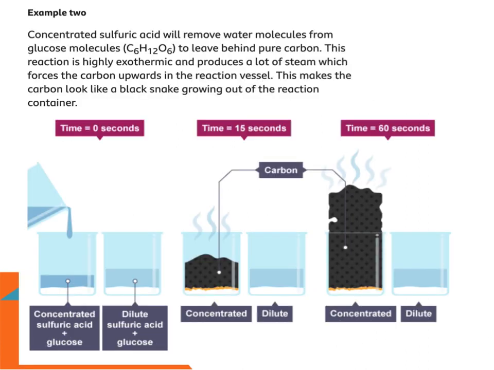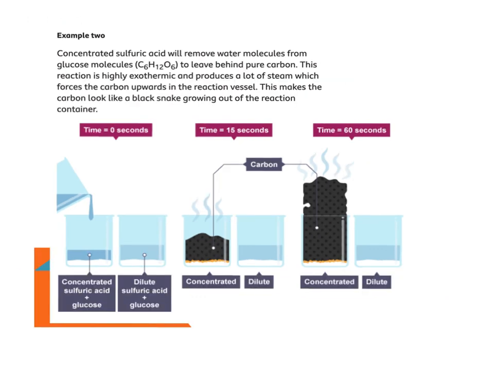The other one that you have to know, now normally we would do this in the classroom, but obviously we can't. So, concentrated sulfuric acid will remove water molecules from glucose. Okay, so that's just the chemical symbol for glucose, which will leave behind pure carbon. Okay, it's highly exothermic, so it gives off a lot of heat and produces a lot of steam, which forces the carbon upwards out of the reaction vessel. The carbon looks like a black snake growing out of the reaction container.